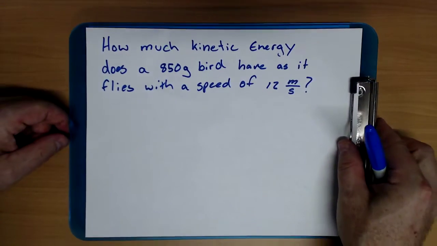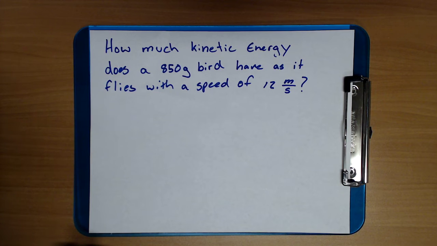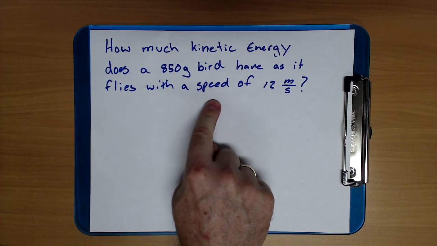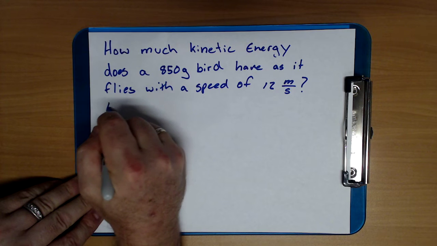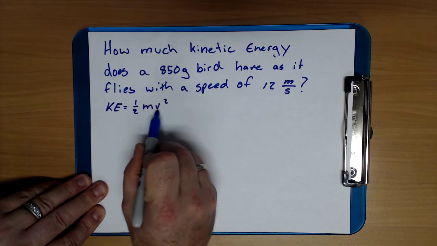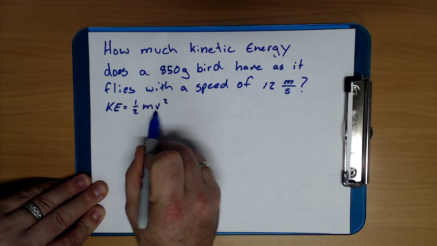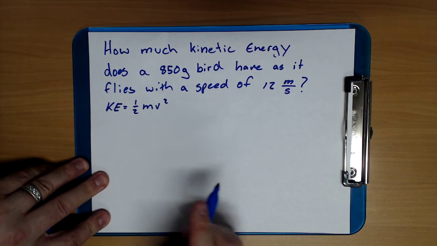All right, switching gears a little bit, let's look at this problem that I created. How much kinetic energy does an 850 gram bird have as it flies with a speed, notice I used a different word that time, but that's okay, a speed of 12 meters per second. My equation is KE is equal to 1/2 mv squared, where speed is the v, because that's based on velocity, but they're the same thing for us.